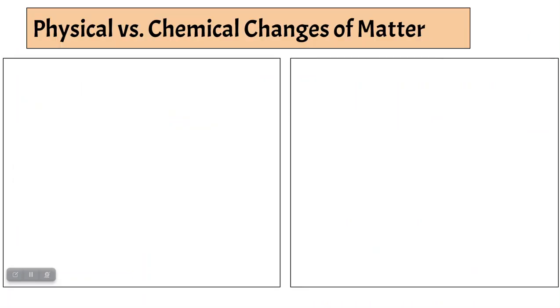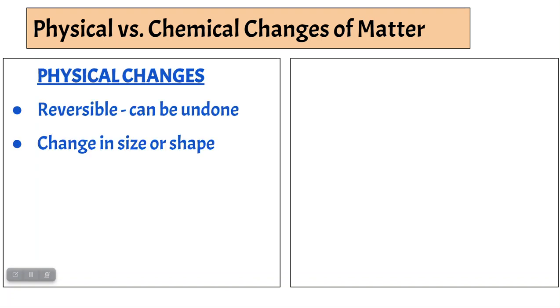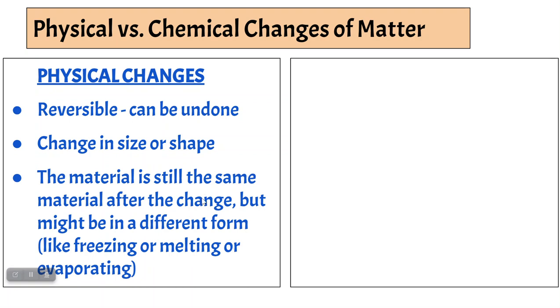All right, so we talked officially today about physical and chemical changes of matter. Physical changes are mostly reversible, which means they can be undone. Sometimes that's harder said than actually performed. It can also result in a change in size or shape, but the material is the same material after your change. It might look different. It might be in a different form, even a different state of matter. So if you had ice and you melted it or it evaporated, it's still exactly the same molecules. Those are physical changes.